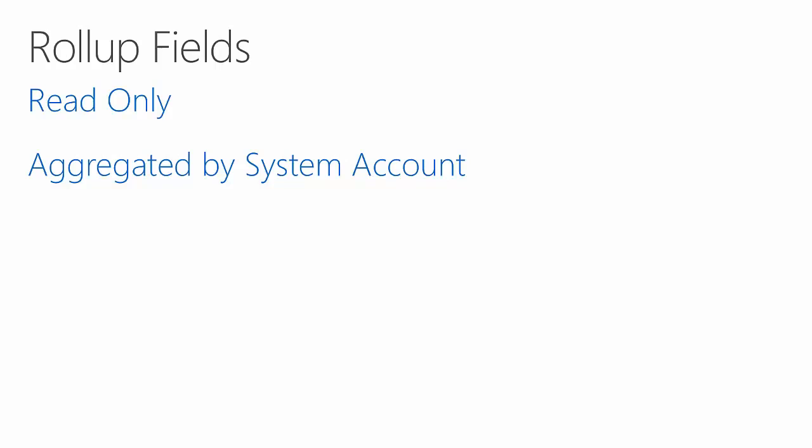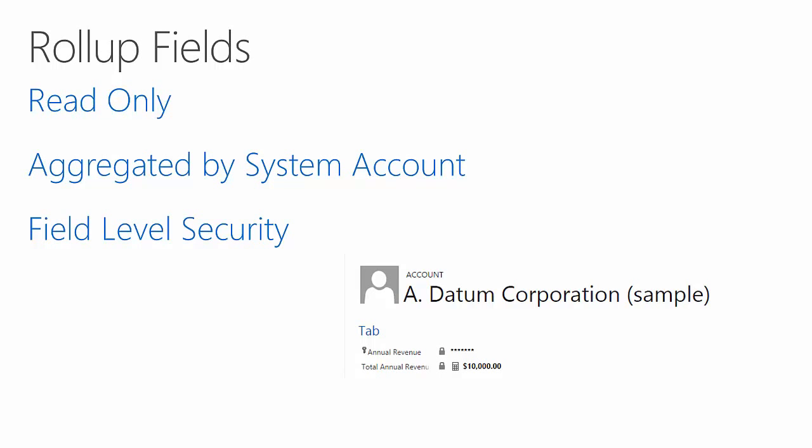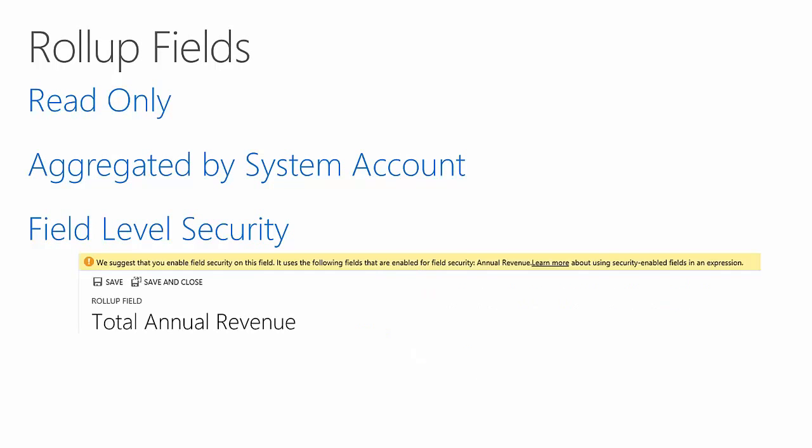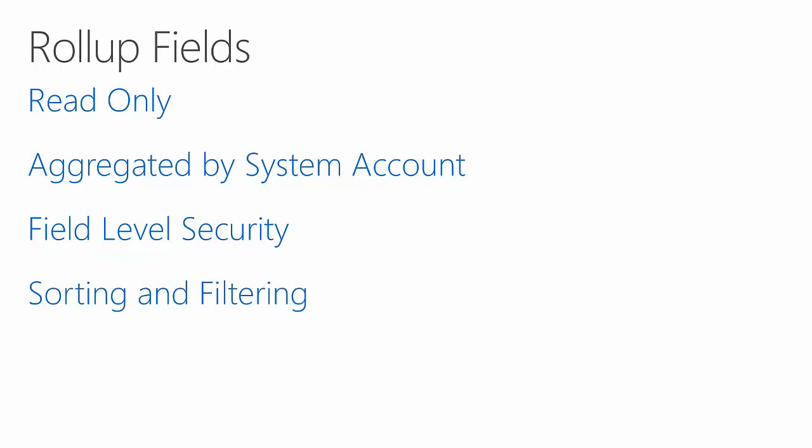Since the calculation is done as the system account, you're able to see all the data being rolled up into the rollup field. Similar to calculated fields, if a user has restricted permissions on a field due to field level security, but does not have restricted permissions on a rollup field that is using the restricted field, that user would be able to see the data. When using a field that has field security enabled, the editor will show a warning suggesting to enable field level security for the rollup field due to the specific field being enabled for field security. Rollup fields have the same behavior as any other attribute type, which includes the support for sorting and filtering.